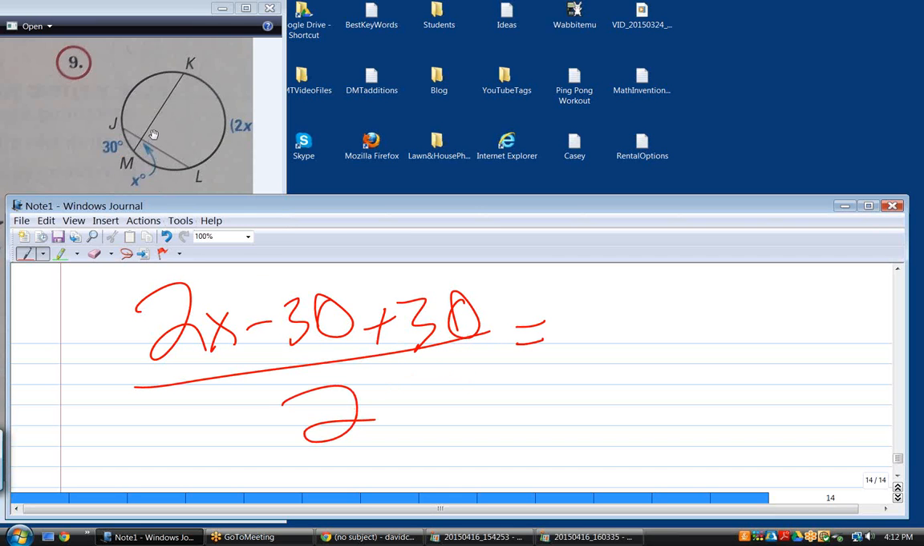one of these angles, either that one or that one. Yeah. Okay. Well, that's x. In other words, if I do this math, the 30s cancel, and I get 2x divided by 2. So that angle is x, and this angle is x. So what is x?